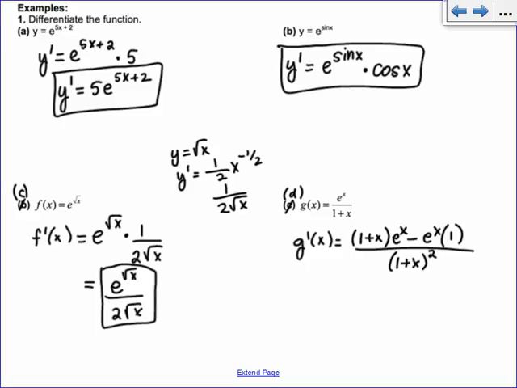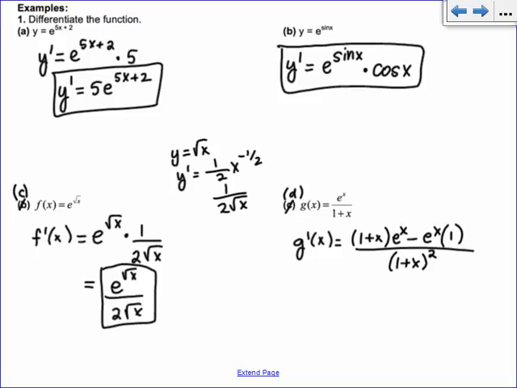Now, every time you use the product rule or the quotient rule with e to the x, you're actually going to have an e to the x in common. So if you had an e to the 2x for both of them, you would have an e to the 2x in common. Do you guys see? Because you're always going to have the derivative of itself, which is itself.